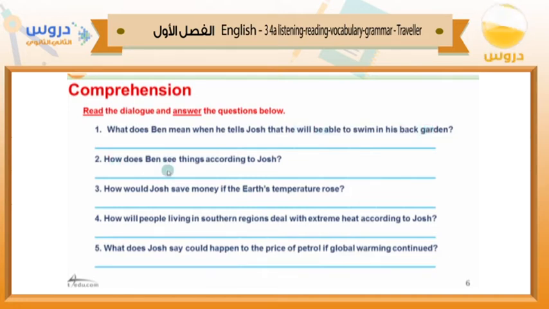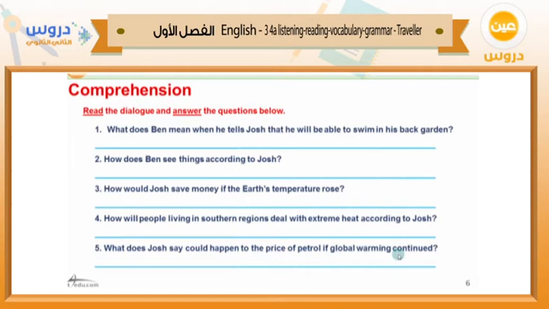And for number 2, how does Ben see things according to Josh? And 3, how would Josh save money if the earth temperature rose? 4, how will people living in southern regions deal with extreme heat according to Josh? And finally, 5, what does Josh say could happen to the price of petrol if global warming continued?